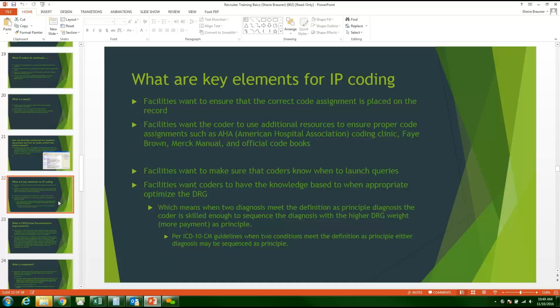It's very important. If they don't know when to launch the queries, there might be missed opportunity for reimbursement. Facilities want coders to have the knowledge base to, when appropriate, optimize the DRG, which means, for example, when two diagnoses meet the definition of a principal diagnosis, which is key on reimbursement. The coder is skilled enough to sequence the diagnosis with a higher DRG weight for more of a payment.